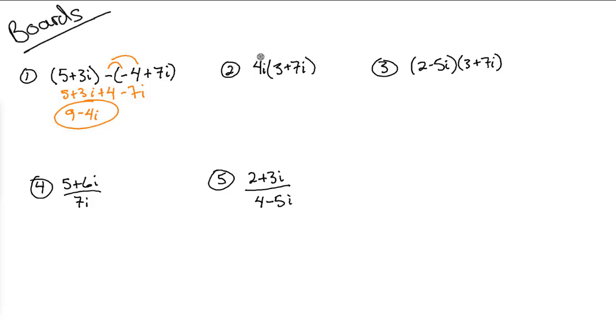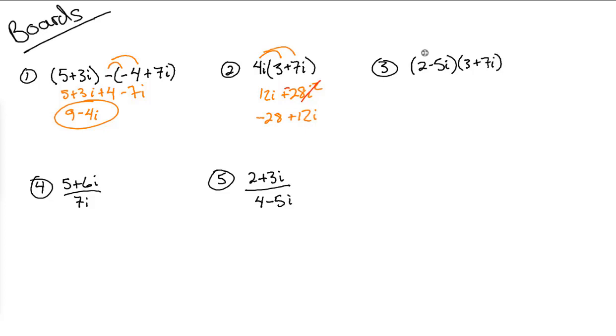Number 2, multiplication, where the 4i just jumps in and we have 12i plus 28i squared. i squared is negative 1. So that's 12i minus 28. So if we wrote it in the official form, it would be negative 28 plus 12i. They're the same thing if you write 12i minus 28, but this is the a plus bi form.